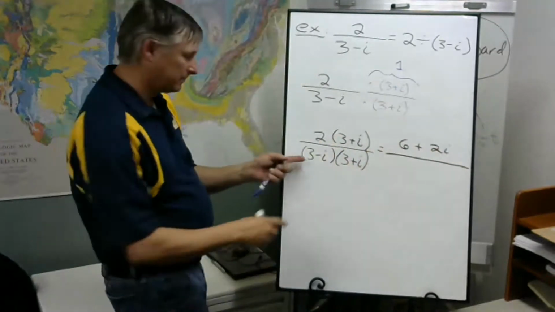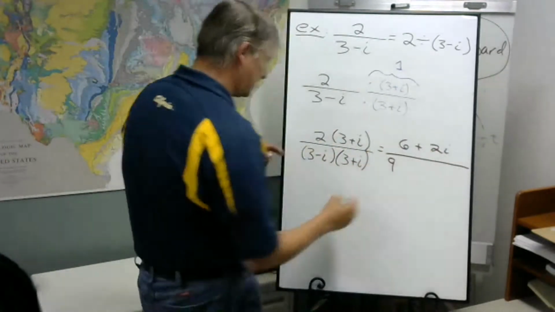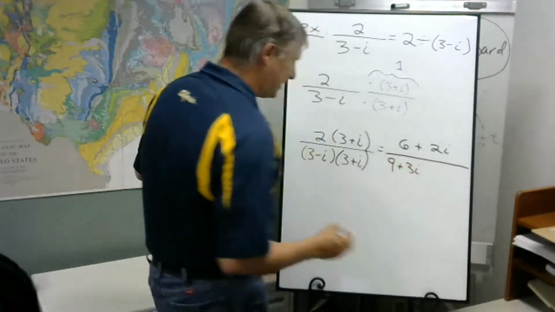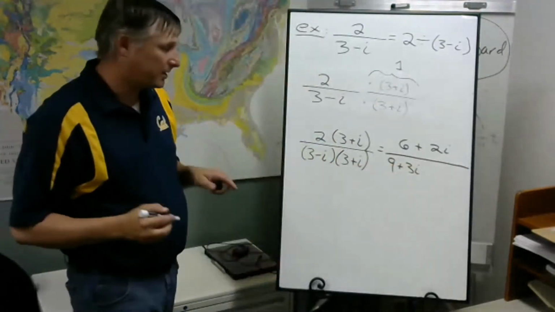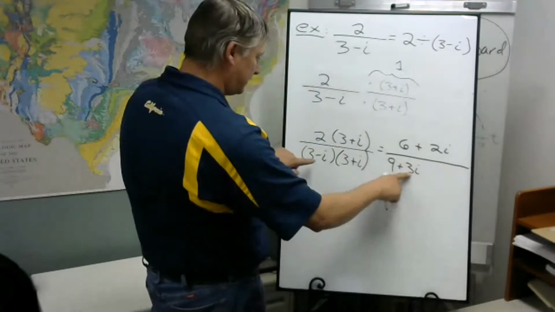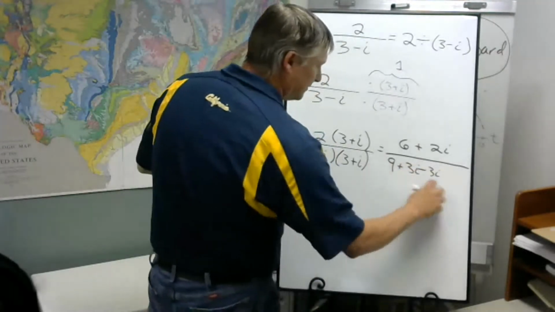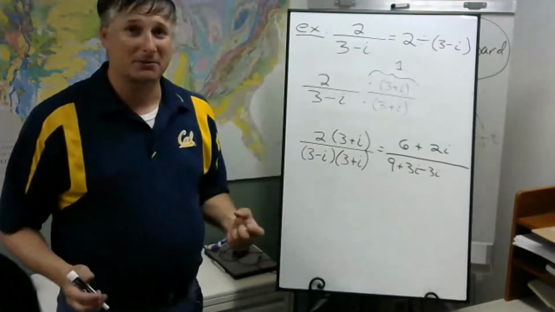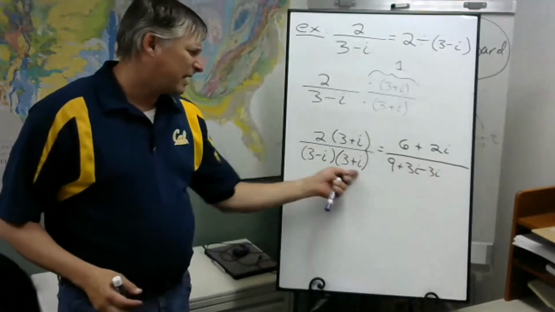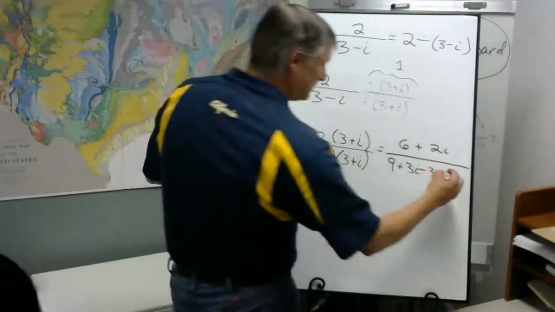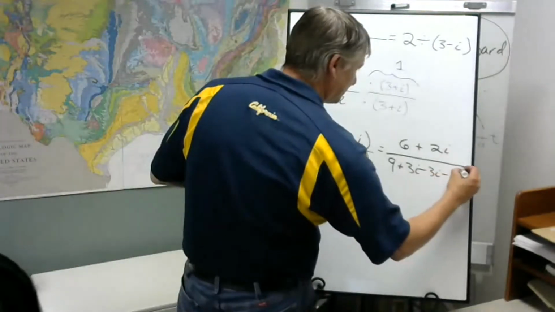This one we're going to FOIL. 3 times 3 is 9. 3 times i is 3i. And this is where the complex conjugate's coming in. It's helping us. We have a positive 3i. Negative i times 3 is negative 3i. Those i terms are going to cancel. Negative i times i, looks like they're not going to totally go away. Negative i squared.